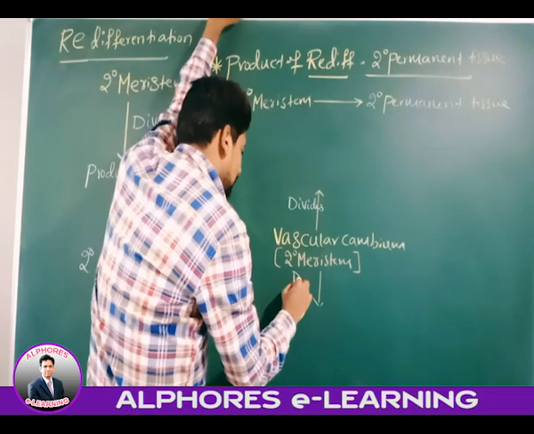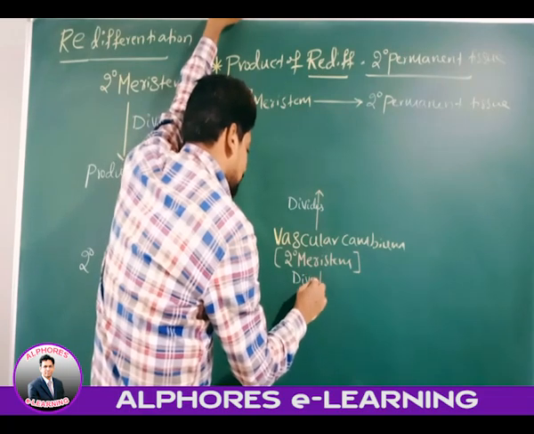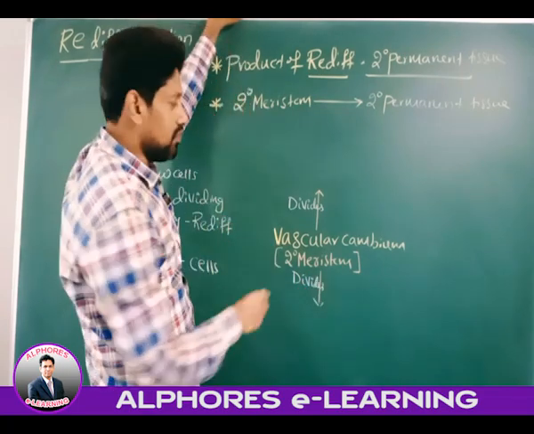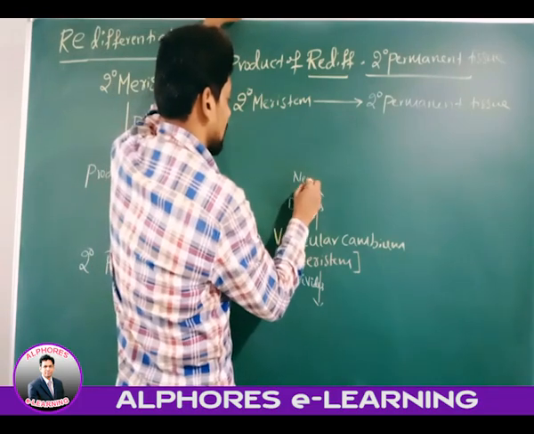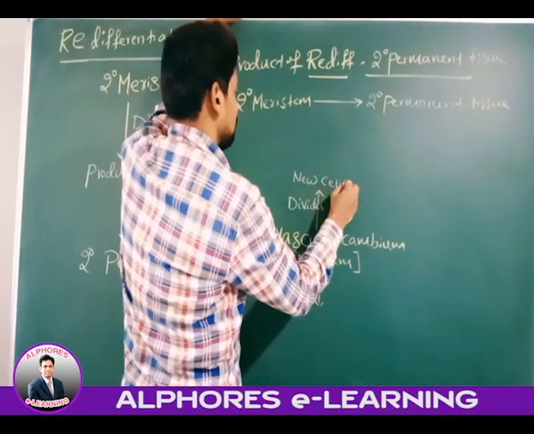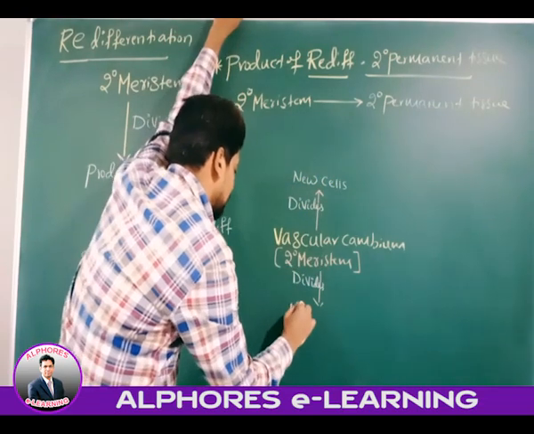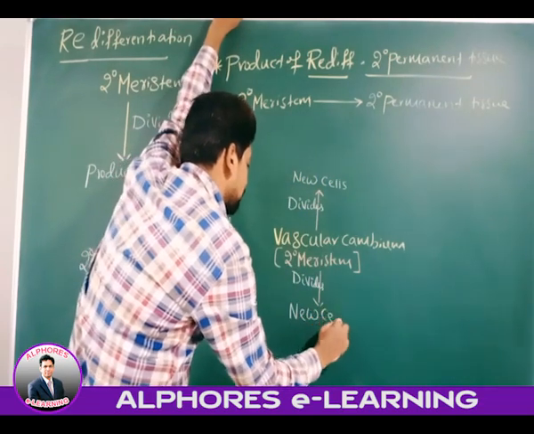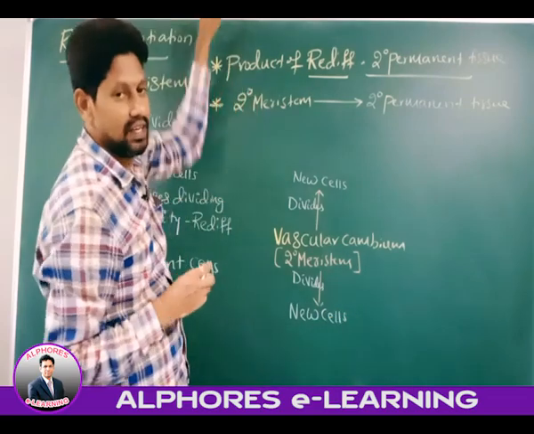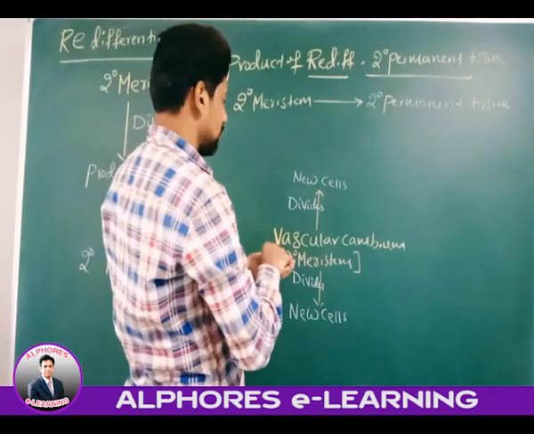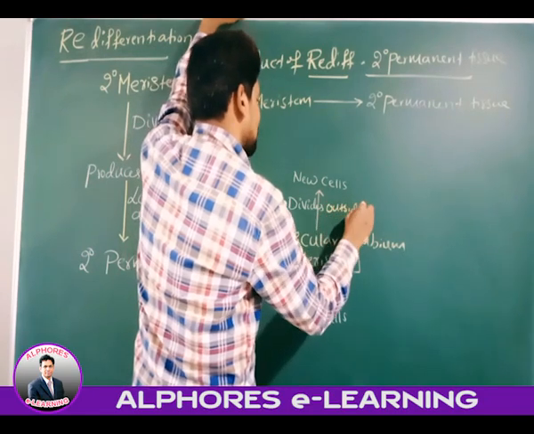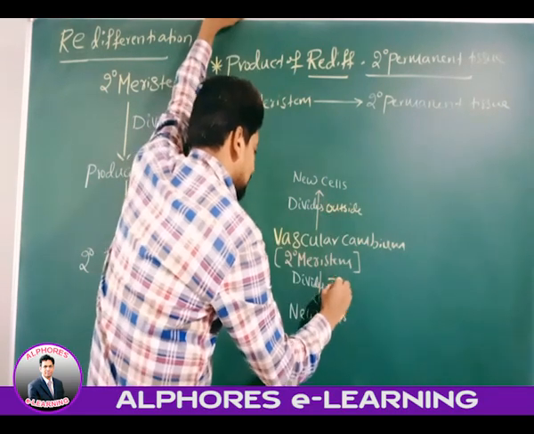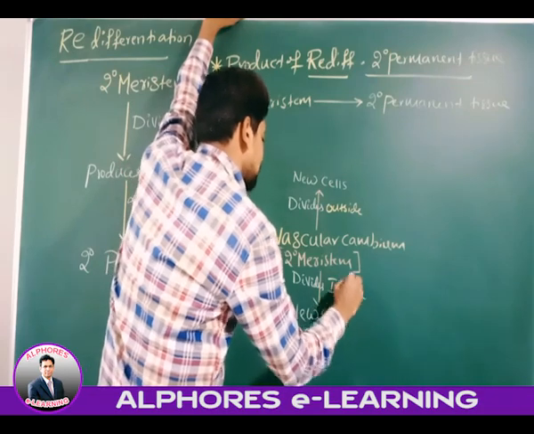Sir, vascular cambium is a meristem, so it divides. When vascular cambium divides, what does it do, sir? It produces new cells. Now see this flow chart and tell me: are these new cells produced towards inside or outside? These new cells are produced towards the outside as well as towards the inside. You can check it. In first year also we read this statement.